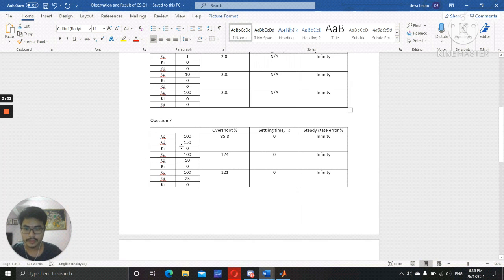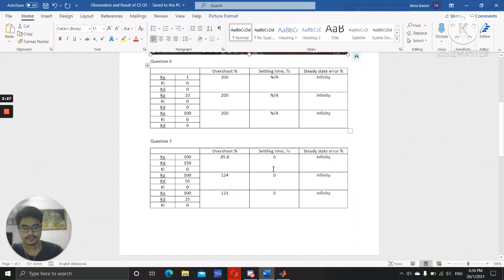Next, for question 7, we are implementing PD, so we are implementing the P controller and the D controller. After using that, we can see that the system is getting kind of stable, but not stable enough, because the steady state error for each one of them is still infinity, and the overshoot, respectively, is 85.8, 124 and 121. The settling time is 0.